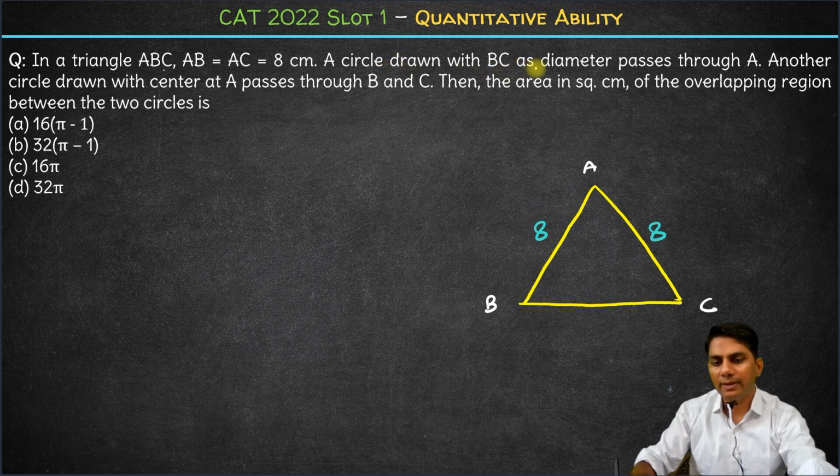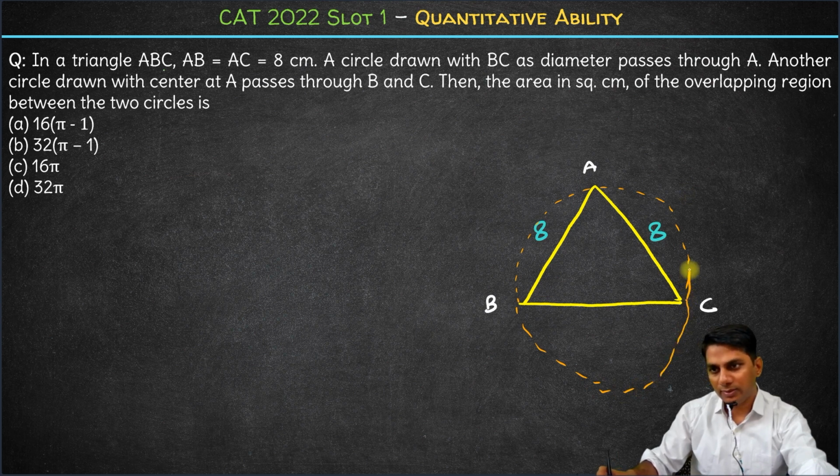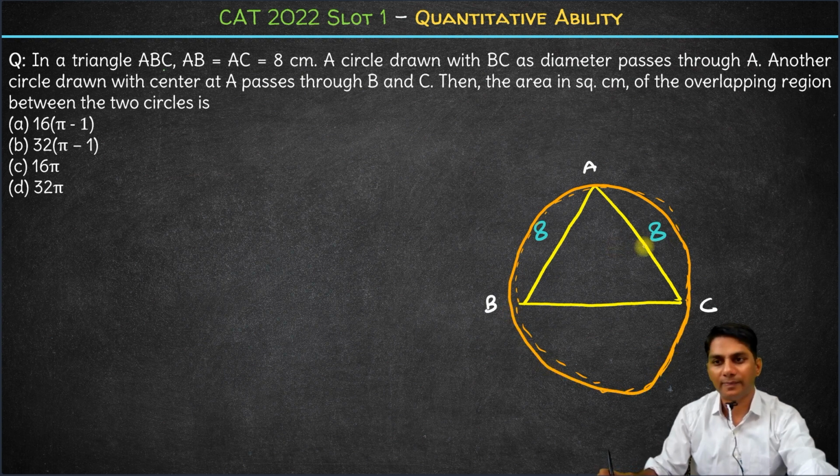Next, a circle is drawn with BC as the diameter. So with BC as the diameter, a circle is drawn which passes through A. So the circle basically passes through A and the diameter here is BC. So assume that this is a circle, although it does not look like one, but still this is a circle. Now since BC is the diameter, we know the diameter on the circle makes an angle of 90 degree. Hence this angle here comes out to be 90 degree. Point A lies on the circle and BC is the diameter. Hence angle BAC is 90 degree.